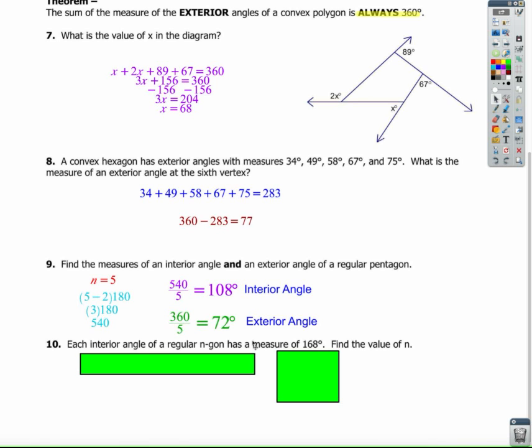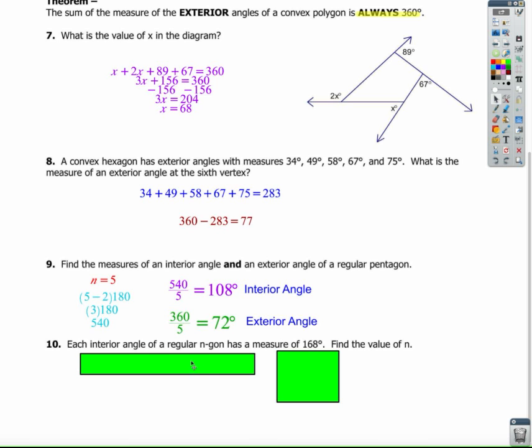Number 10 is a little tricky. It says that each interior angle of a regular n-gon has a measure of 168 degrees. Find the value of n. Well, if I don't know how many sides the figure has, I don't know what the interior angles add up to. But I do know that the exterior angles always add up to 360. So, if I know that the interior angle is 168, can I find the exterior angle? Sure, we just talked about the fact that the interior angle and the exterior angle form a linear pair.